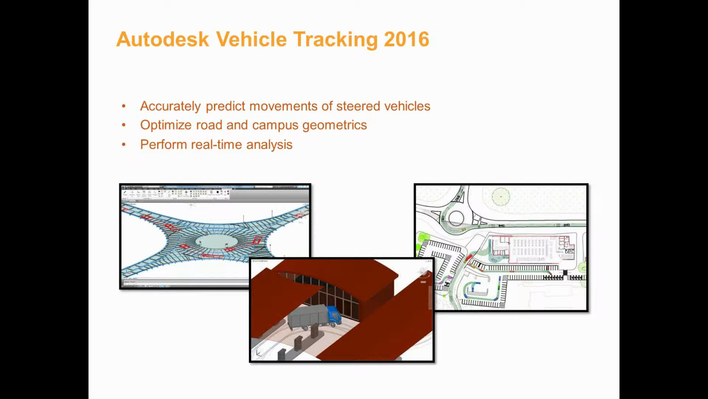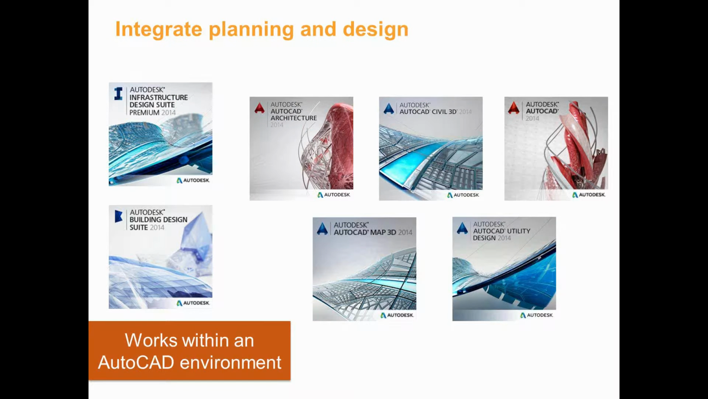Autodesk, AutoCAD, Civil 3D, Map 3D, and so on and so forth. So it allows you to accurately predict vehicle turning radius information and even optimize your geometry, as well as different types of analysis and reports. So it does install onto, again, most of your common products. You'll also have the ability to install it in your AutoCAD Architecture, utility design, things like that.